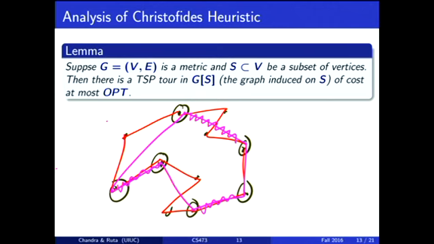But I know that the number of odd degree vertices is even, right? So there are 6 vertices here. So I have a cycle on the 6 vertices of cost no more than optimum, right? I can break up the cycle into 2 perfect matchings on that set. So either the matching given by these wavy edges or the other edges has to have cost no more than half the cost of the cycle, right? So there is a matching on these odd degree vertices of cost no more than opt over 2.